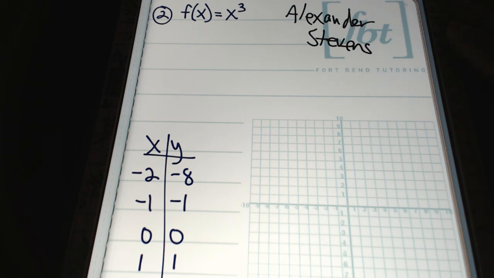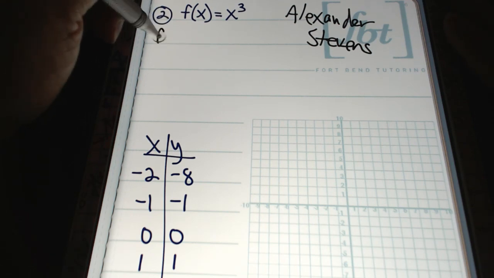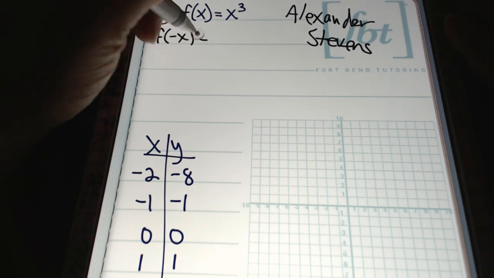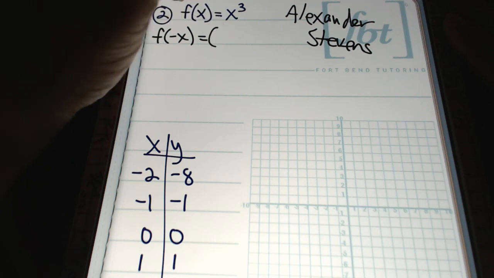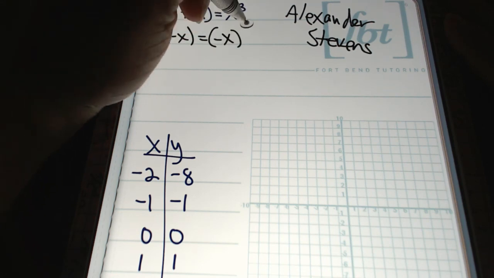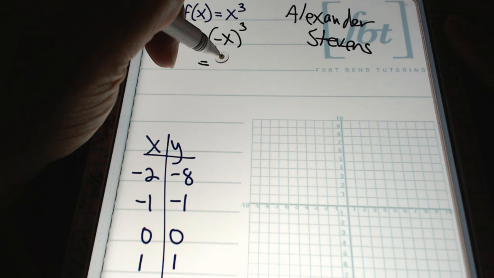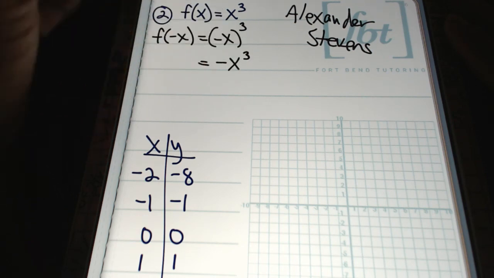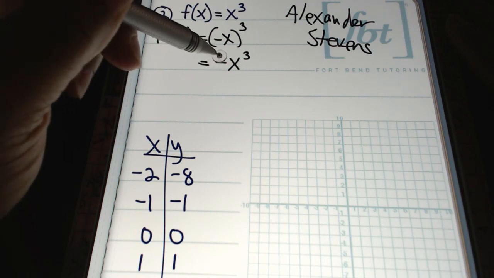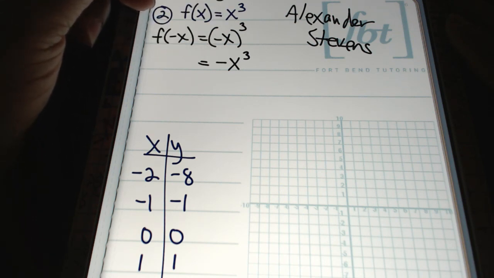Let's check it out, guys. We can do the test by replacing every x with negative x. Let's see how that works. Replacing that x with negative x, we're going to make sure that's in parentheses to show that the value of x itself has been replaced with negative x, and then you're going to cube it. So this literally means negative x times negative x times negative x. That result, guys, will end up giving you negative x cubed as the answer. Now, is this value identical to our original function?